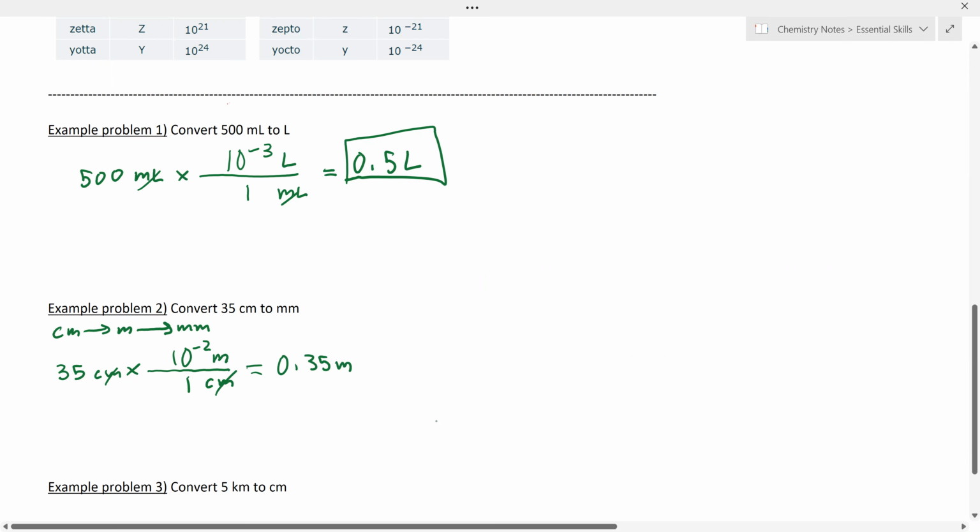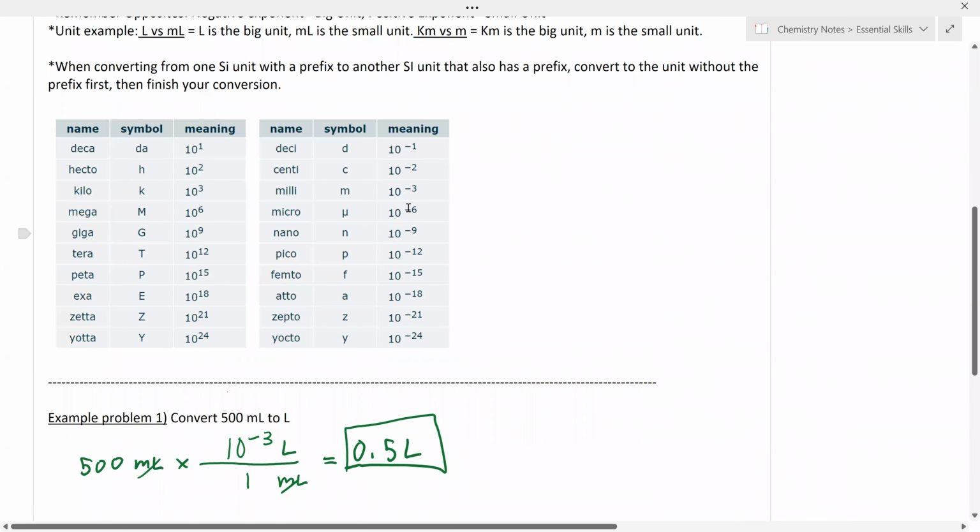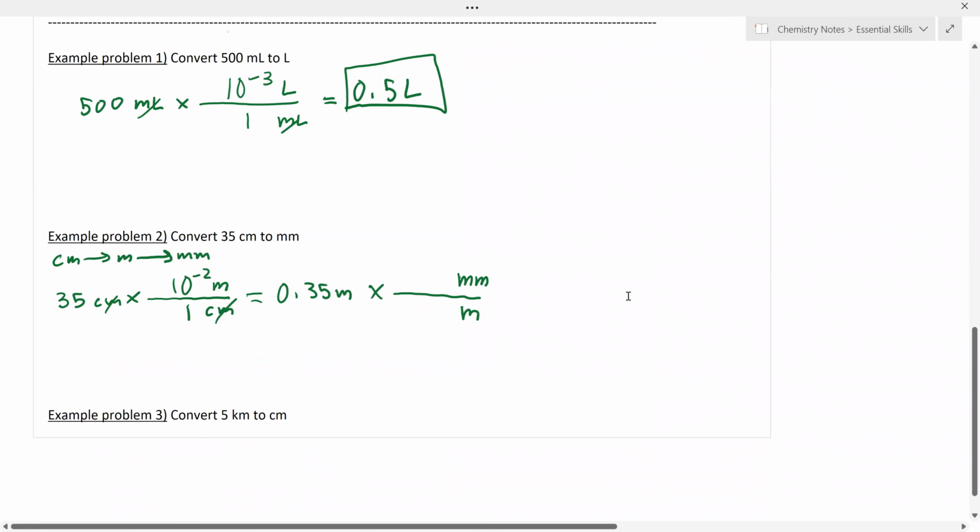And now we want to convert again. You can write it in a separate thing, but it's oftentimes just easier to keep going. Now convert to millimeters. Go back to our handy dandy chart. What does milli mean? 10 to the -3. Goes with the big one again. In this case, that's on the bottom.